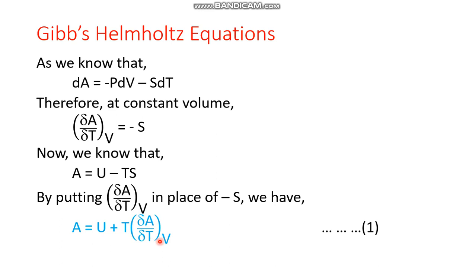So in the definition of work function A, or Helmholtz free energy A, we can put the value of minus S as a function of variation of A with respect to temperature at constant volume. This way, this is the first Gibbs-Helmholtz equation. This way we will get 5 more equations.